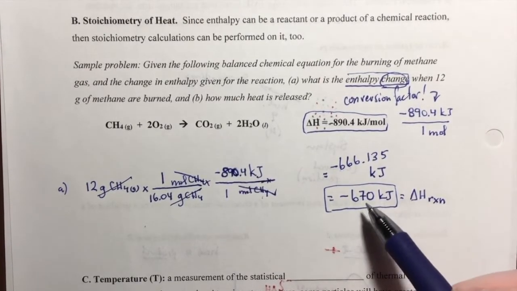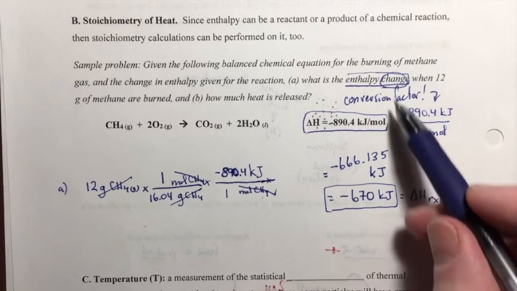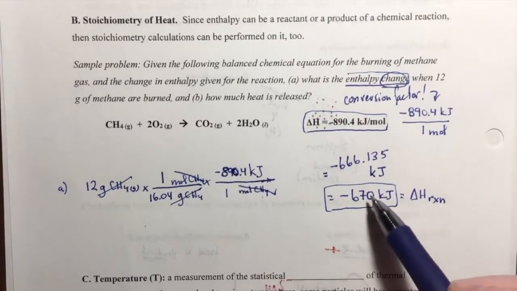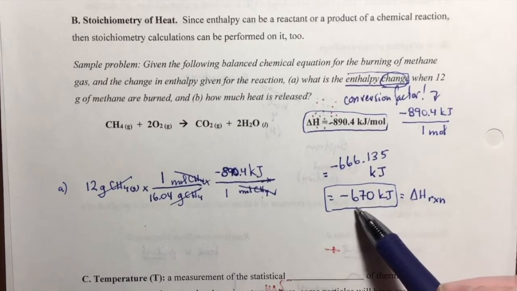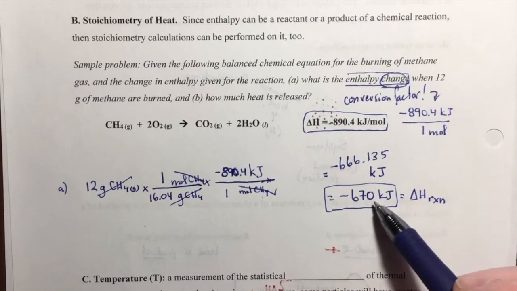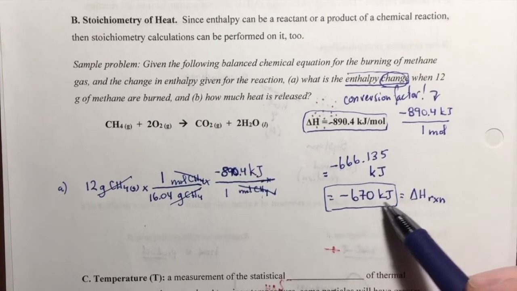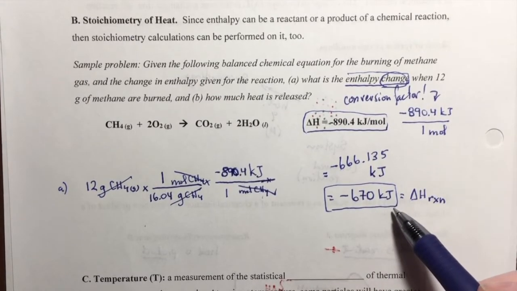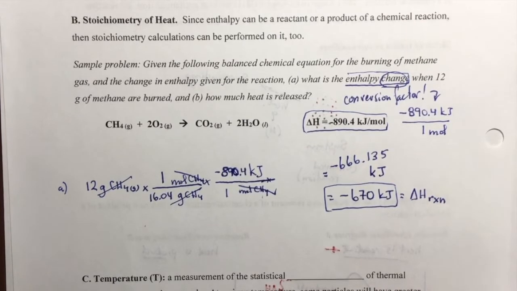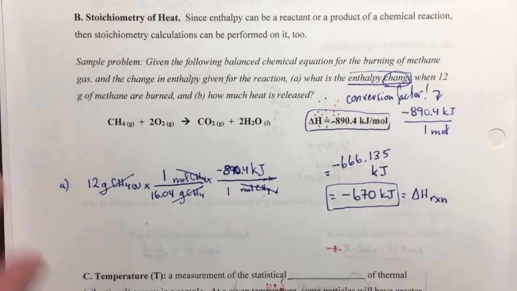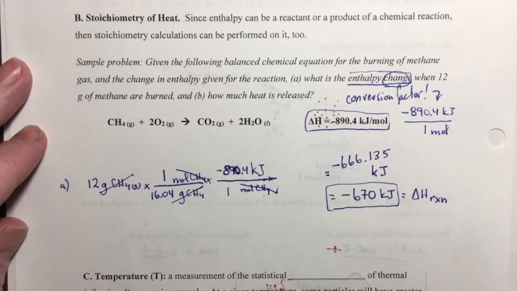So the delta H, the change in enthalpy, that's what it was asking for. For this reaction, given that amount, it is changing by a negative 670 kilojoules. What does that mean? It's losing 670 kilojoules, or it's giving off 670 kilojoules.